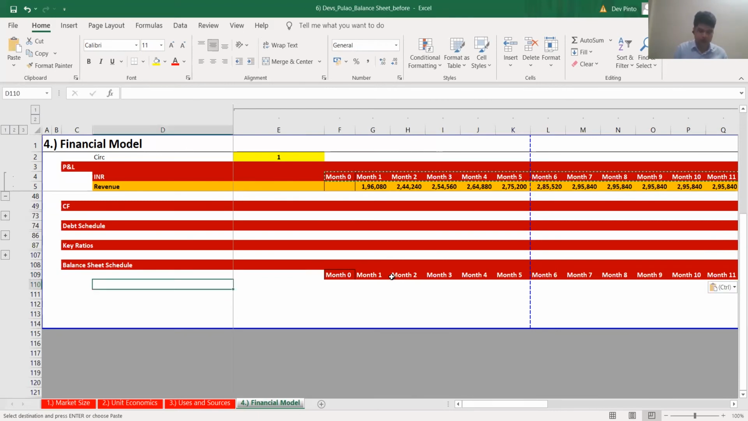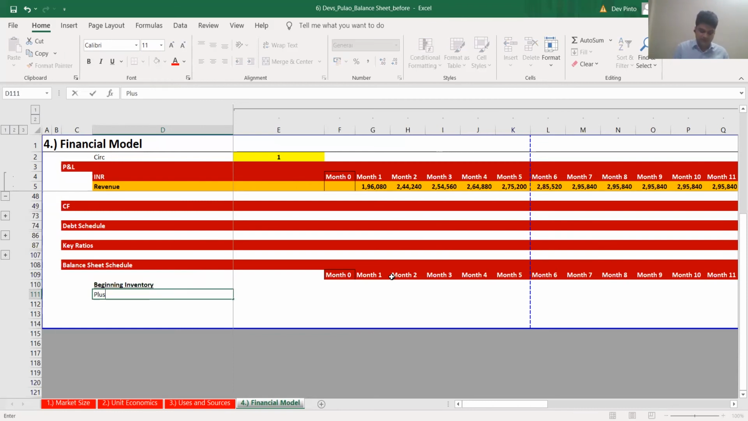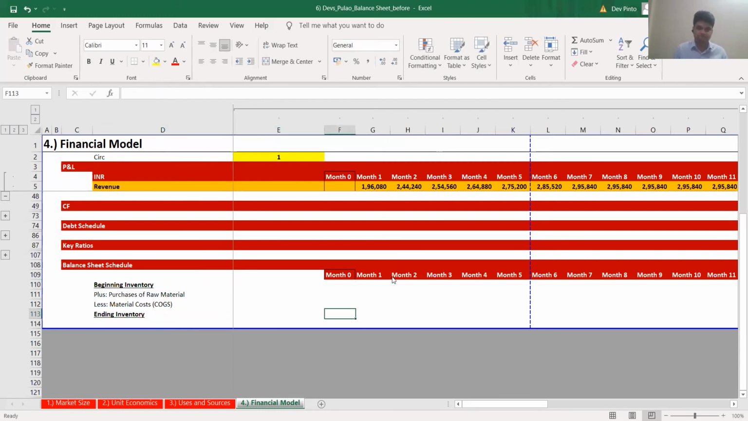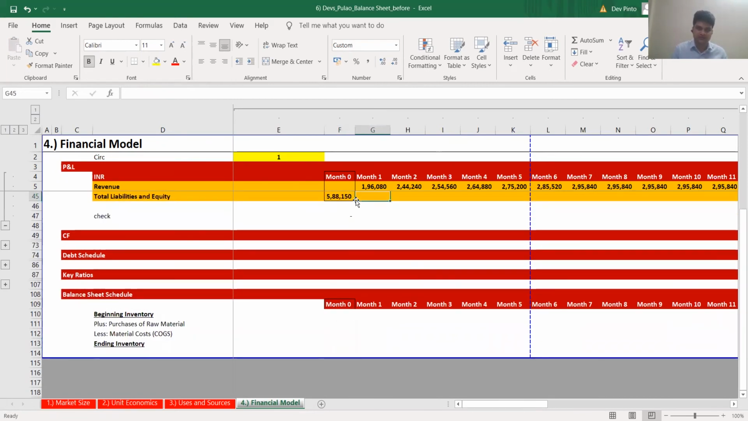Okay. So what is the inventory schedule going to look like? What are going to be the line items? You're going to have beginning inventory, correct? Then you're going to have purchases of raw material, less material costs, which is your COGS, and then you're going to have ending inventory, right? So let's format this.